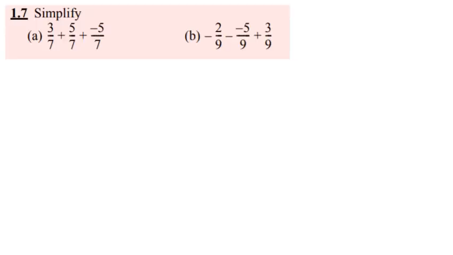Okay, at this point, you should pause the video and try these two examples to see that you can do it. I'm going to move forward. 3 plus 5 is 8. 8 plus a negative 5 is 3, so the answer is 3/7. And then I have negative 2 minus negative 5, which is a 3. 3 plus 3 is 6, so this is 6/9.